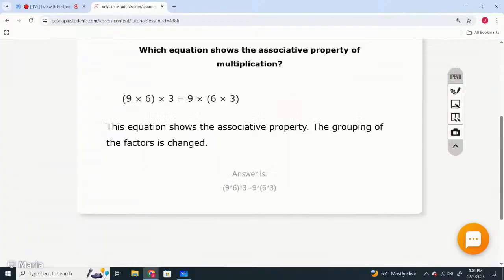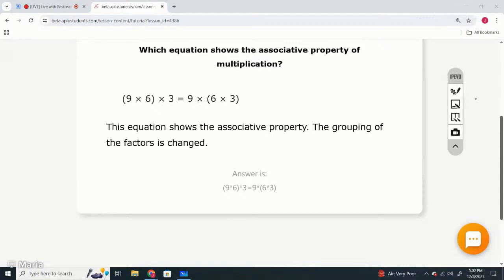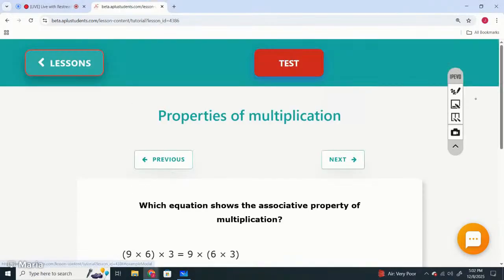Which equation shows the associative property of multiplication? The associative property is when on both sides of the equation we have three numbers, just the grouping of the factors is changed. So the equation shows the associative property, just the grouping of the factors is changed. Let's start with the test questions.